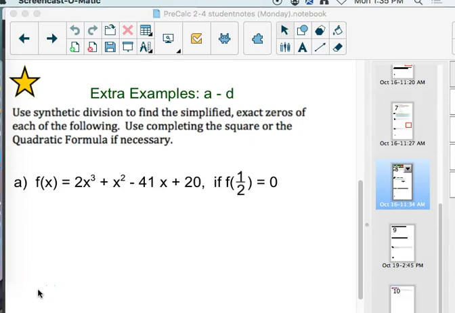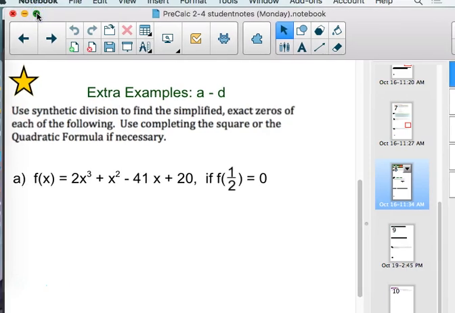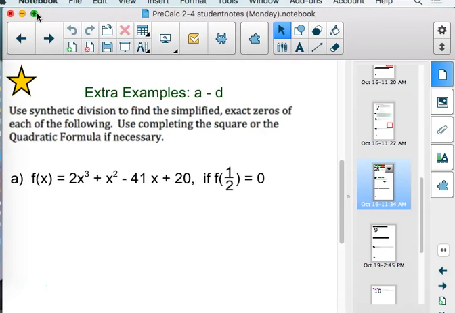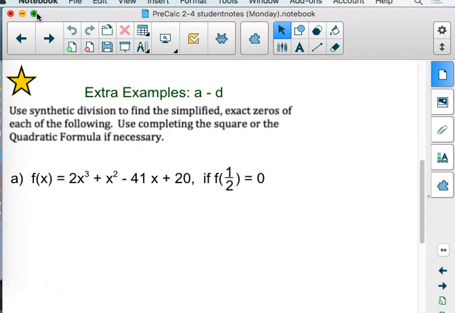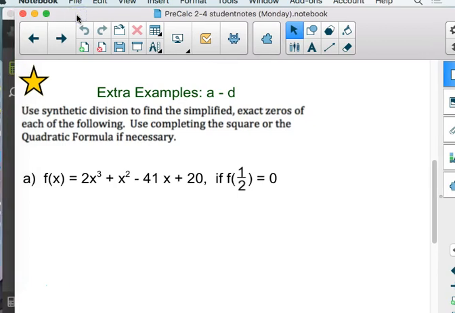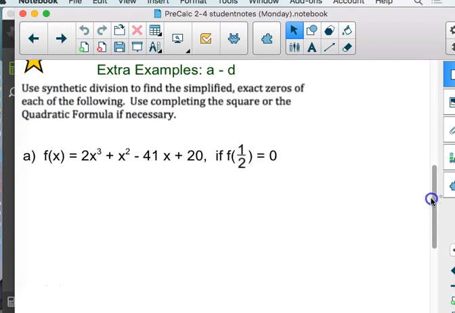This is the third day of section 2.4. We just have a little cleanup to do here at the end. We had already completed A, and this was part of those extra examples that we had. They gave us one of the zeros, and then, as it says for this whole group here, we use synthetic division to get things simplified, and then if necessary, we can use completing the square or the quadratic formula to finish those up.